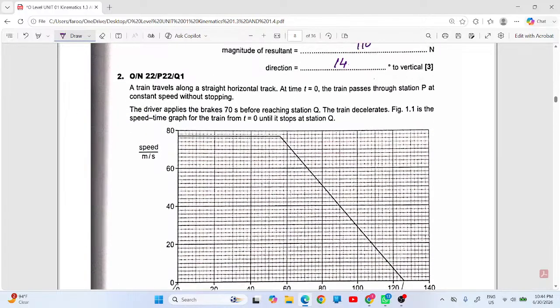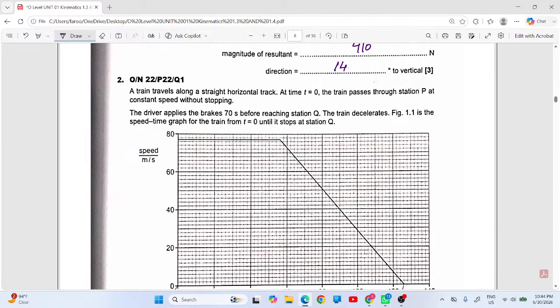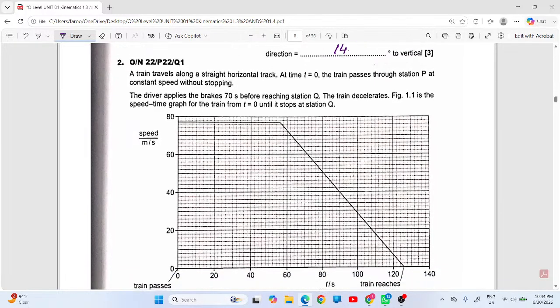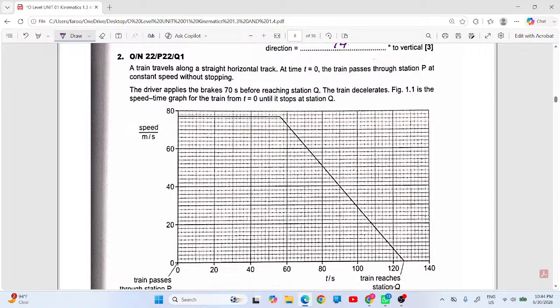Okay, next is question number 2. A train travels along a straight horizontal track at constant speed and the train passes through station P without stopping. The driver applies the brake 70 seconds before reaching station Q. The train decelerates. Figure shows the speed time graph for the train until t equals to 0.